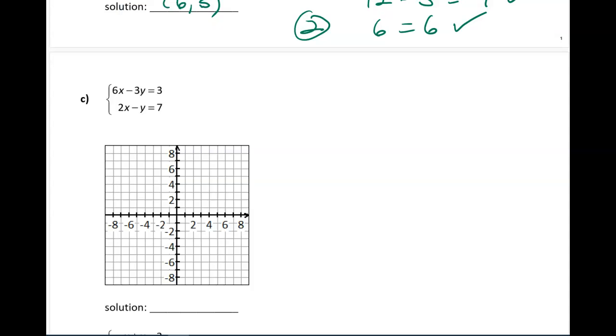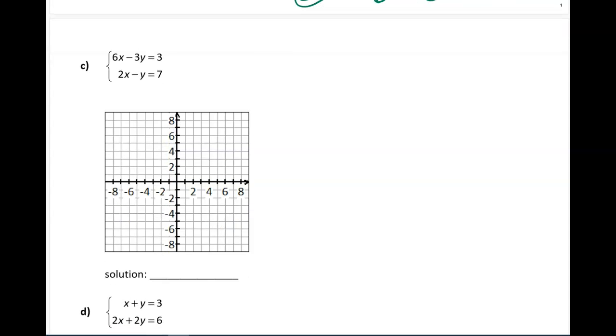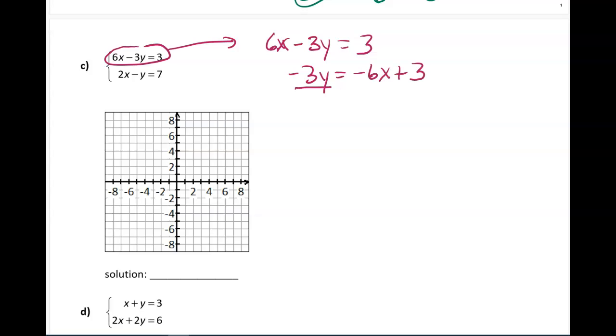So in C, we have 6x minus 3y is equal to 3. Let's graph that one. But first we've got to solve for y. So 6x minus 3y is equal to 3. Subtract 6x. And now we're going to divide both sides by -3. It gives us y is equal to positive 2x minus 1. So we have a y-intercept of 0, -1, and then we have a slope of 2, which is 2 over 1. So that means when we go over 1, we go up 2.